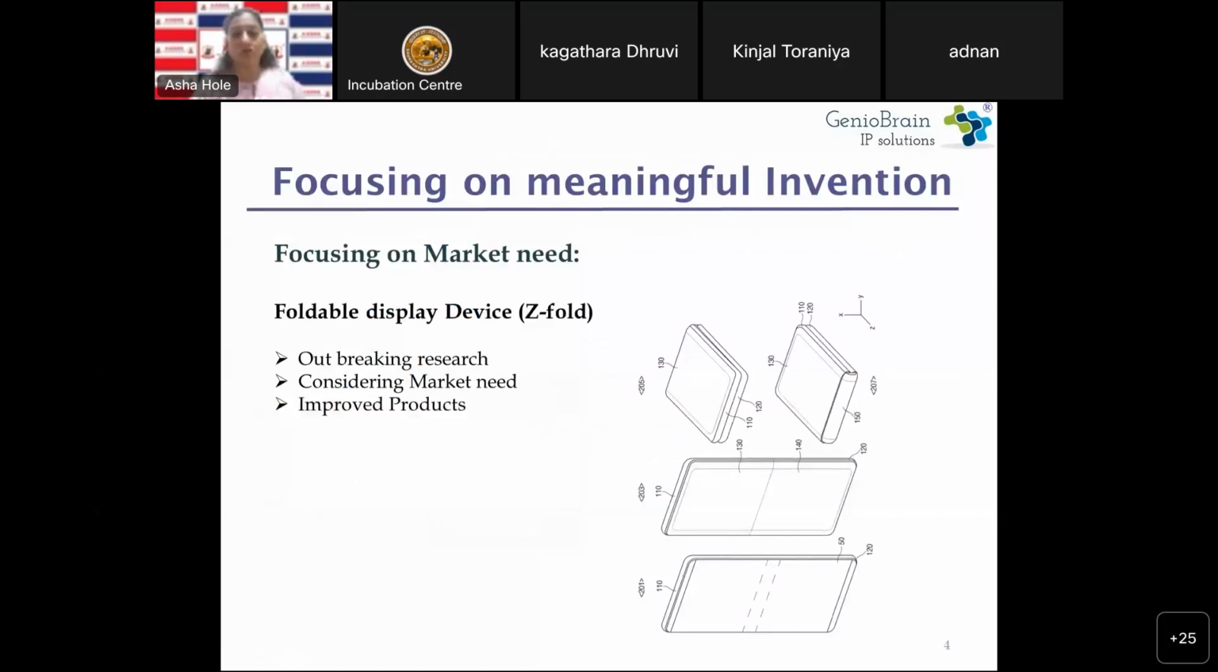So here, can you able to see this slide focusing on meaningful invention? Next slide, right? Are you able to see this?